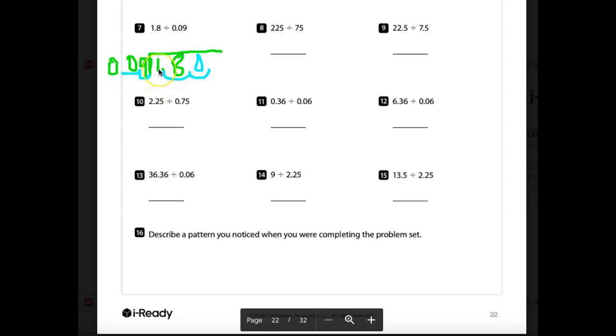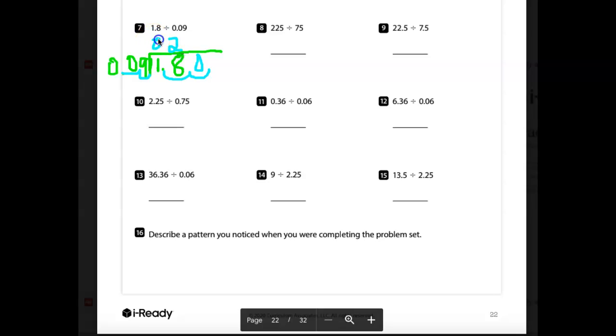So if we have just 1, we can't make a group of 9 out of that. So that would just be 0. Okay? Now we're going to go to how many 9s are in 18.